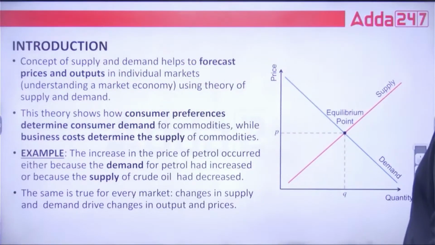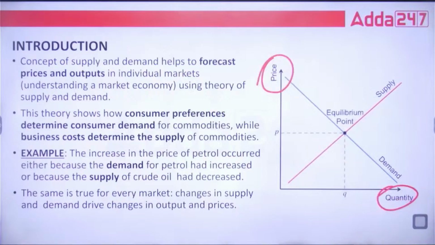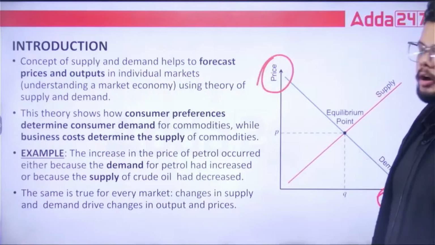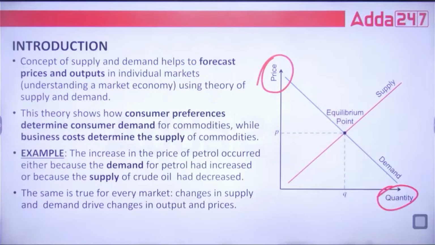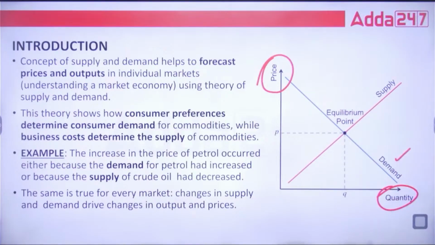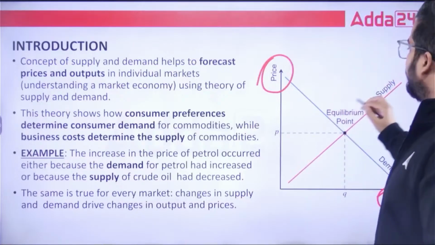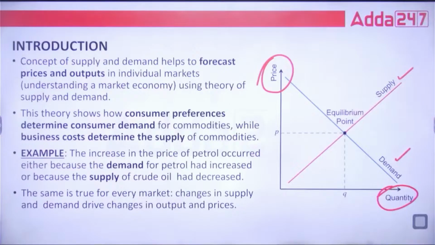So here you can see for yourself price and quantity. When we talk about the demand curve, or for that matter the slope of the demand curve, it will be downward sloping. The blue one represents the demand. The upward sloping line, the direct relationship between the quantity supplied and the price, is the red one.